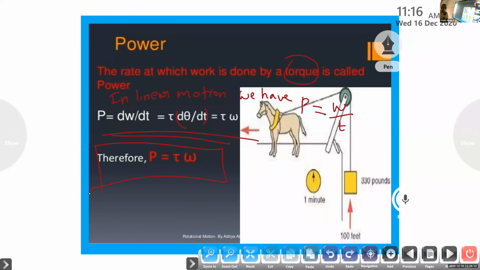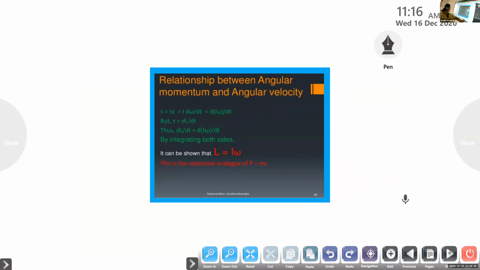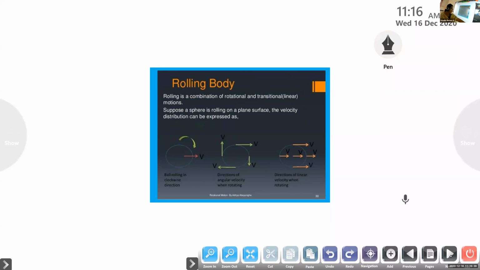Okay, that means first you have to find out the torque, force into perpendicular distance, and then you multiply with the angular velocity, you will get the power. This is not required for you. This and all we have completed. I omega.